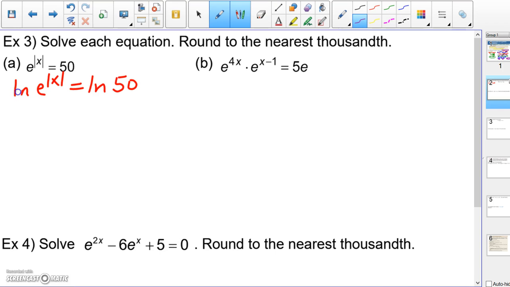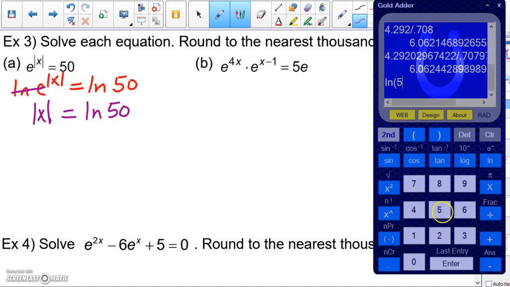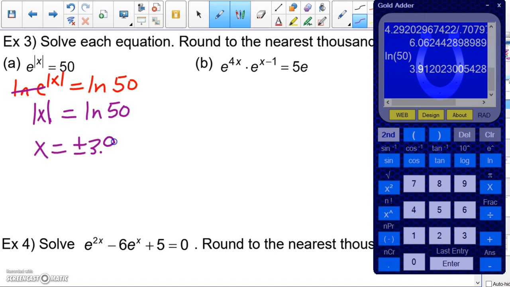Natural log of e to the absolute value of x is going to cancel out and leave me with just that exponent, absolute value of x. So absolute value of x equals natural log of 50. Since it's absolute value, we know there's going to be a positive answer and a negative answer. So x is going to equal plus or minus 3.912.